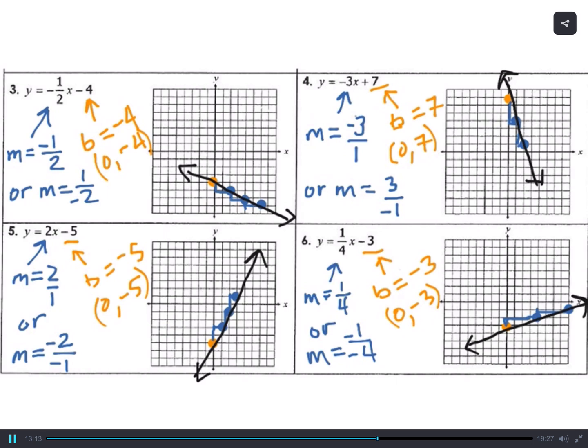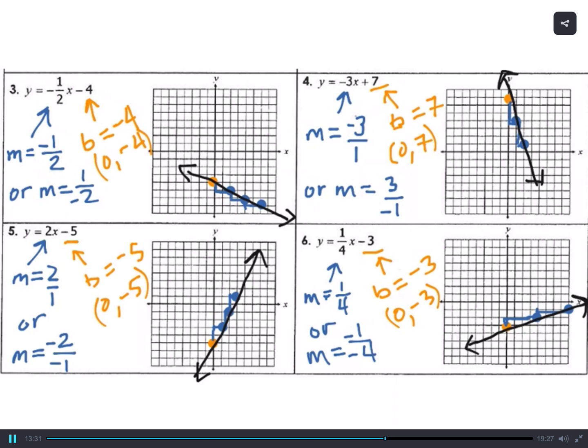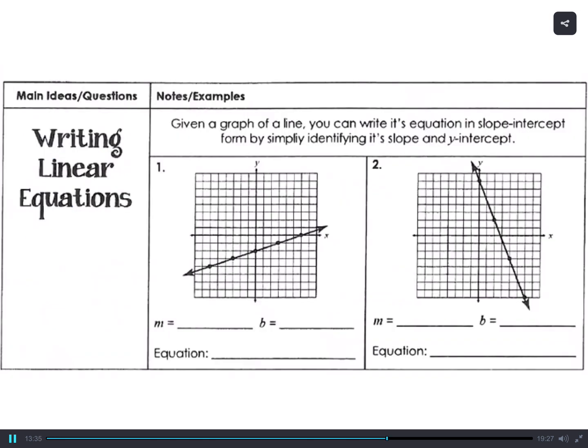Now on the other side of the paper, we're going to flip this around. What if instead of giving us an equation, they give us a graph? So we are still going to be identifying our slope and our y-intercept, but instead of identifying it from the equation like we did here, we're going to identify it from the graph. So I'm still going to use yellow for my y-intercept, and I'm still going to use blue for my slope.